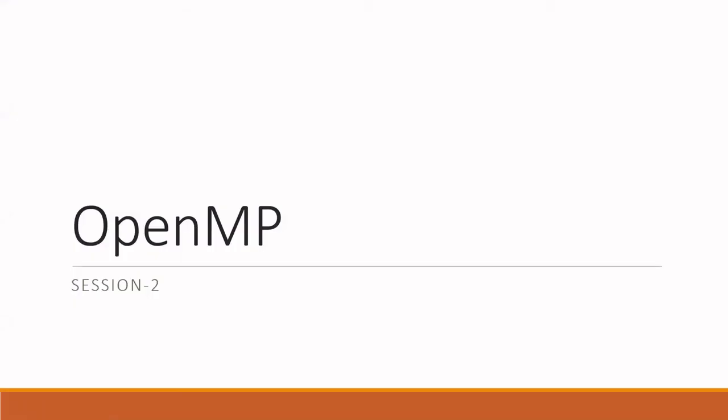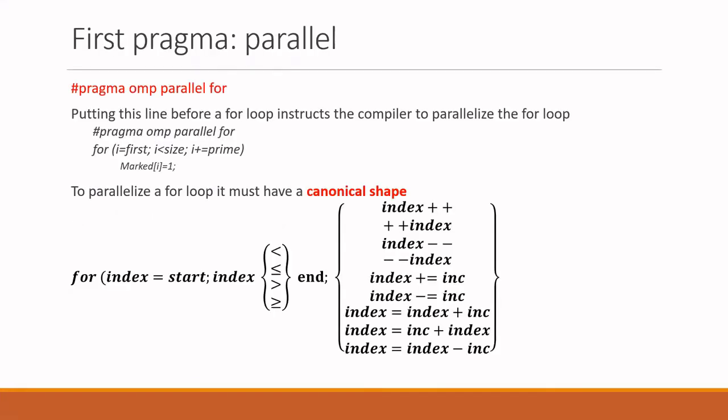In this session, we will be seeing more compiler directives for OpenMP. We will start with the first pragma, parallel. You can see that there is a pragma given here in the slide: pragma omp parallel for. Here we are trying to parallelize a for loop, giving this compiler directive just before the canonical shape of the for loop.